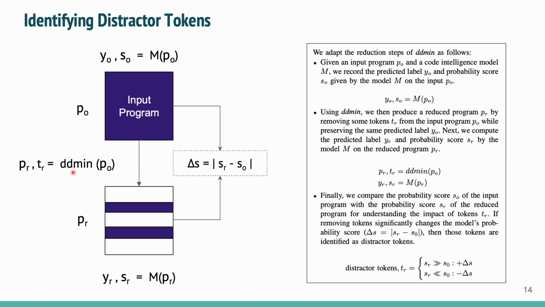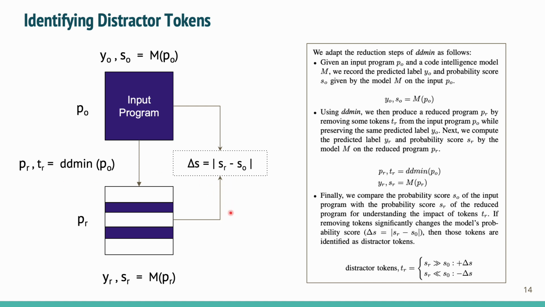Then, using the determine algorithm, we produce a reduced program by removing some tokens from the input programs. And then we record the predicted label and probability score given by the model M on the reduced program. After that, we compare the probability score of the input program with the probability score of the reduced program for understanding the impact of token removals from the input program.